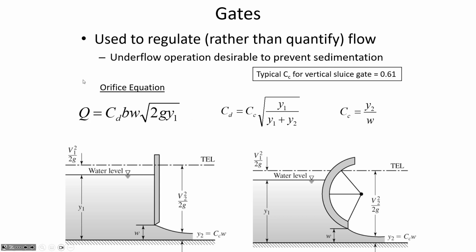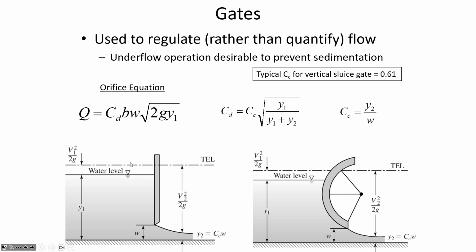So we apply the orifice equation to find out the flow rate coming out from under the gate. There's the discharge coefficient, which takes into account energy losses and the contraction that occurs. B is the width of the channel, and we would typically apply this to a rectangular channel. W is how high the gate is opened.